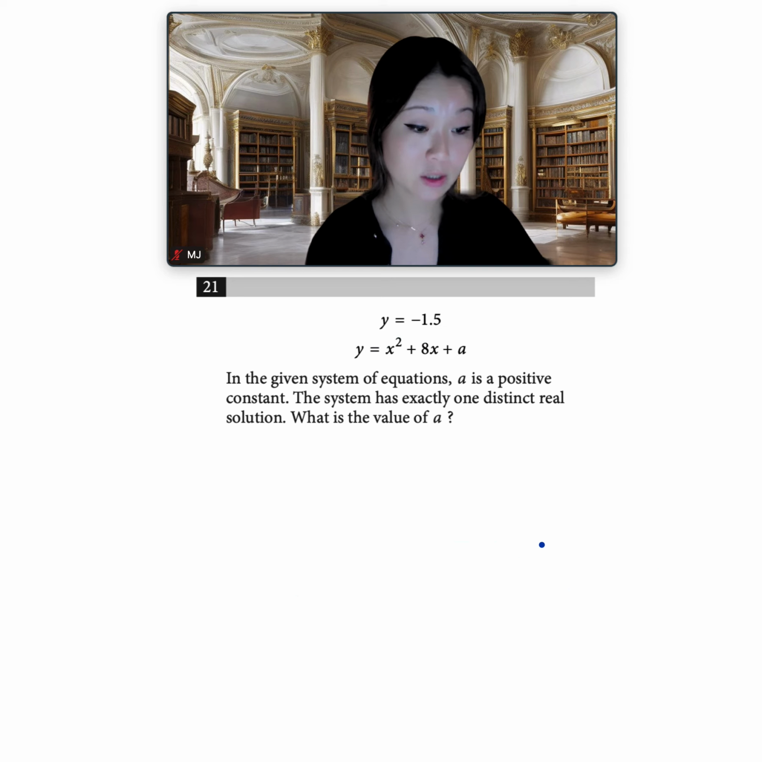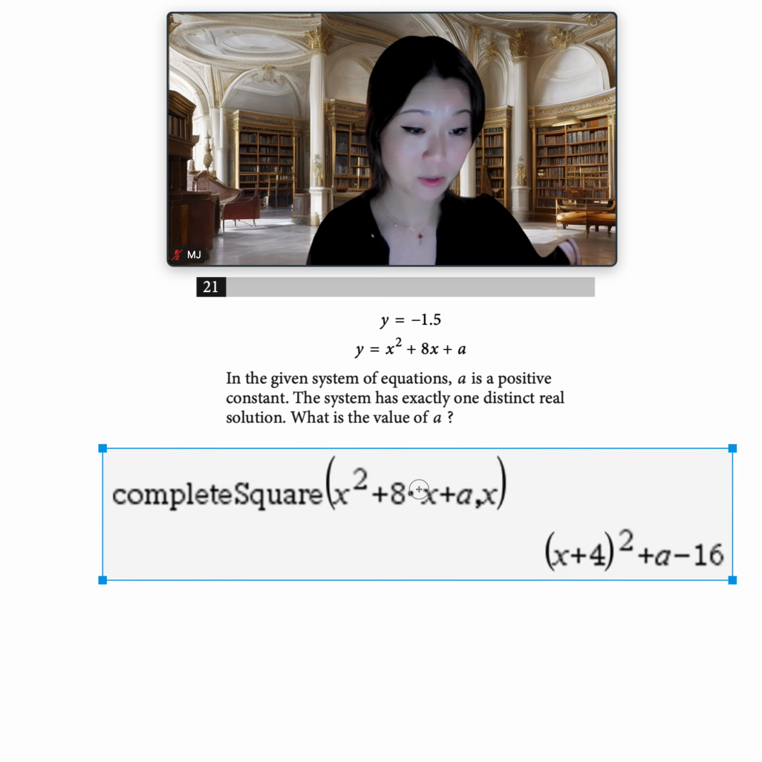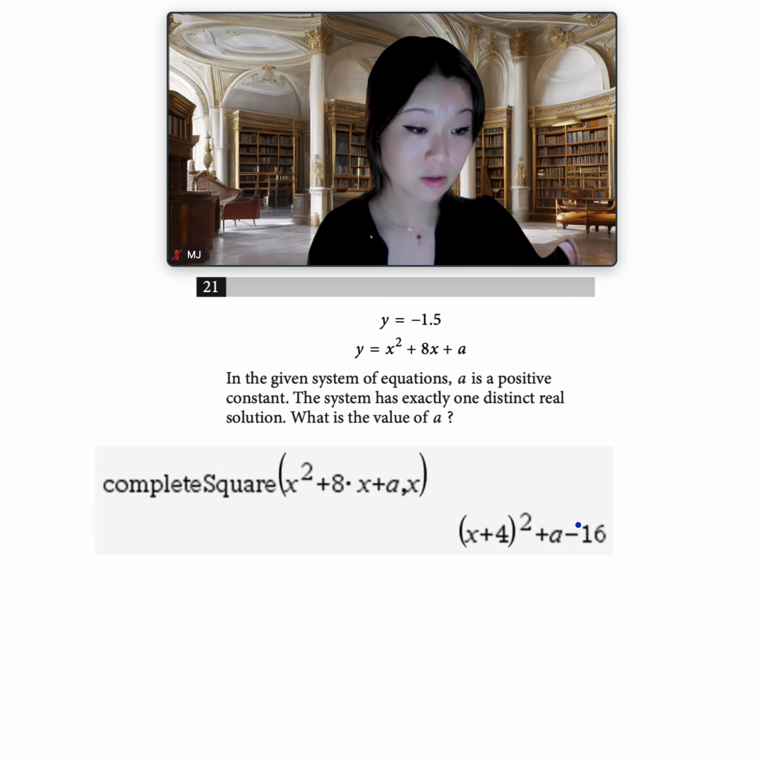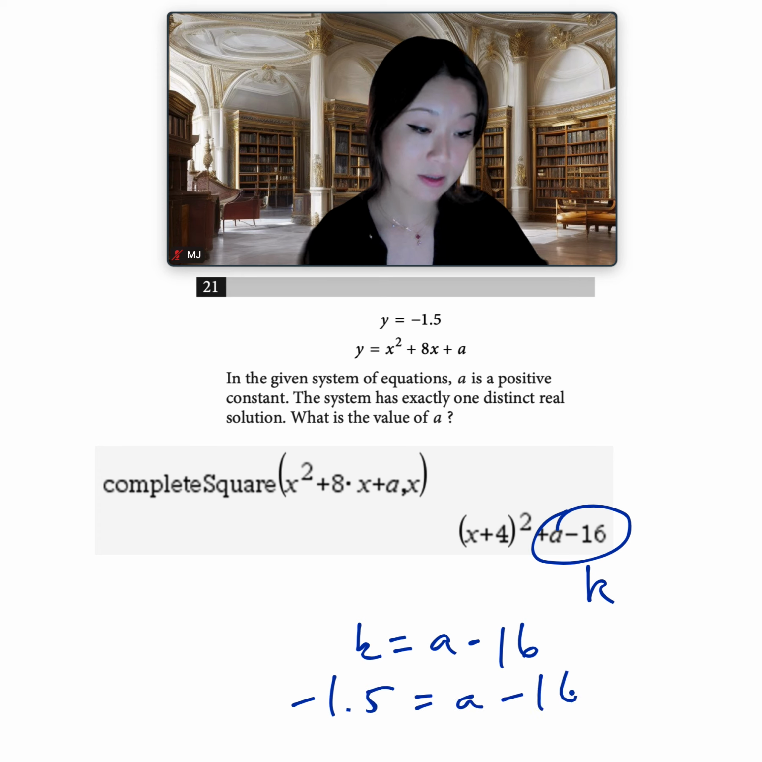The function is going to be menu 3 5, and I've already done it. It's going to look like that. Just so we don't have to go through the algebraic steps of actually completing the square. Here it's going to complete the square, telling you that k is equal to a minus 16, and k is negative 1.5, so a minus 16 equals negative 1.5, so a is just going to be that same 14.5 that we were seeing with those calculator graphical results.